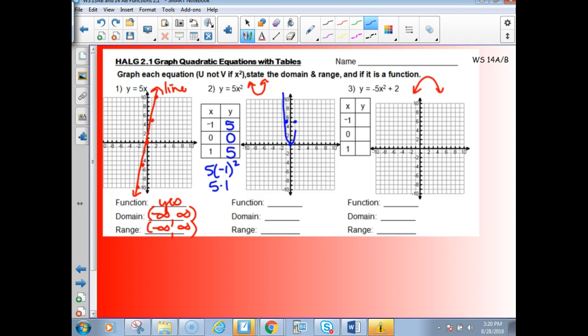So this is just a very skinny parabola. It's supposed to be a U, but it's hard to make it look like a U because it's so squished. It is a function, and its domain is negative infinity to infinity. The range is restricted. Its lowest point is at 0, 0. So we start there, 0 to infinity.